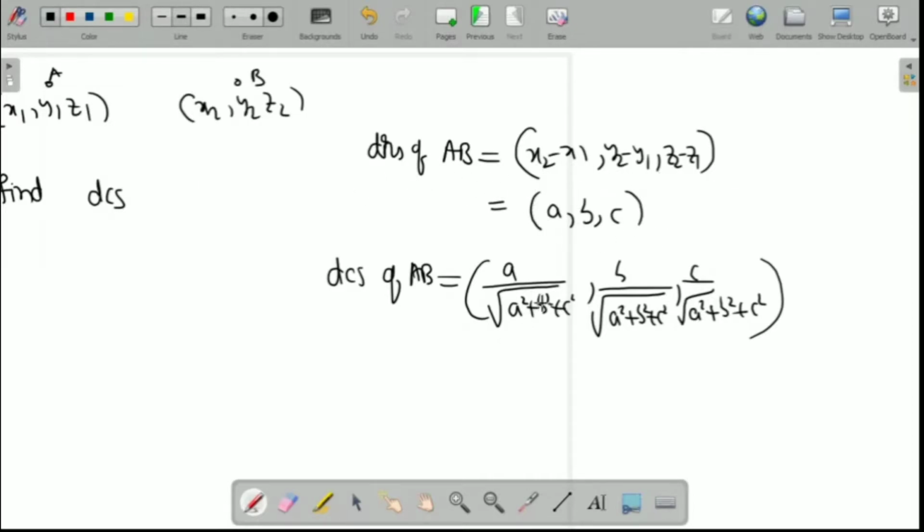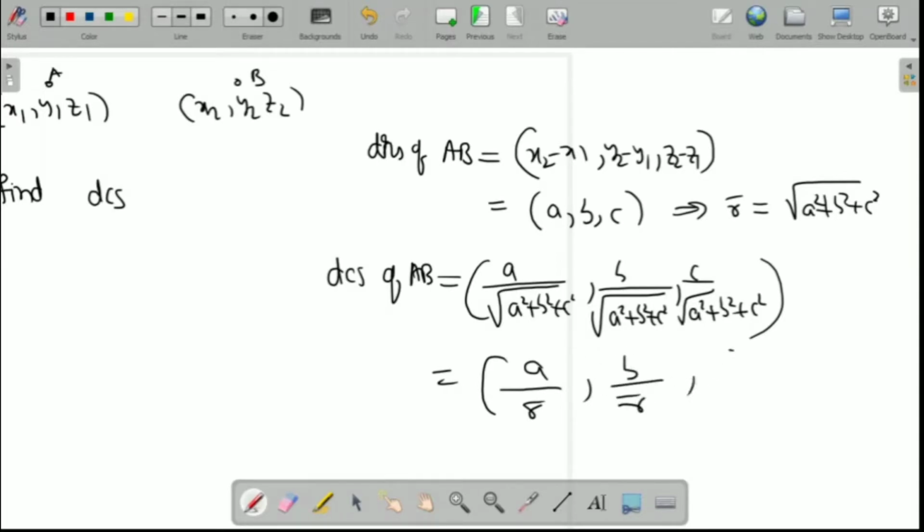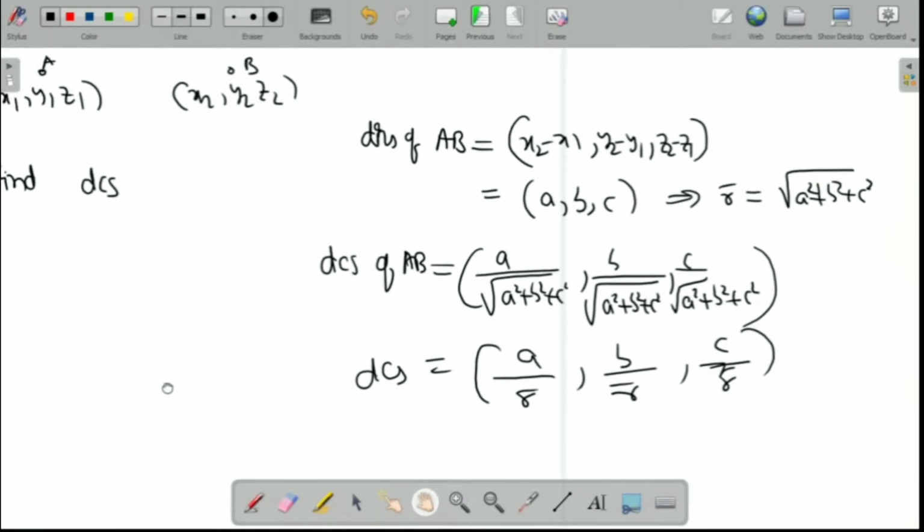Okay, this is the magnitude. Let us consider the magnitude as R, which is root over A square plus B square plus C square. Then we can write it as A by R, comma, B by R, comma, C by R. So these are the DCs. When 2 points are given, we need to find DCs. So this is the formula.